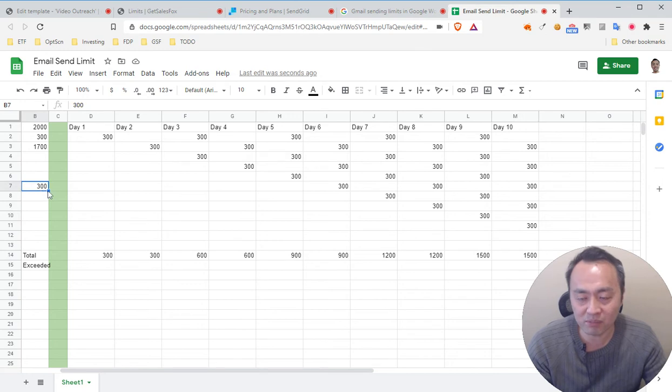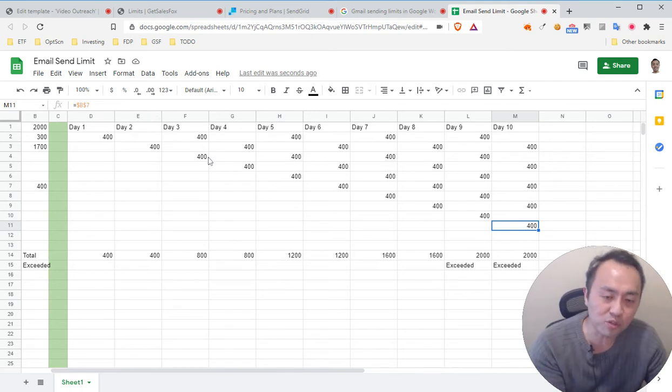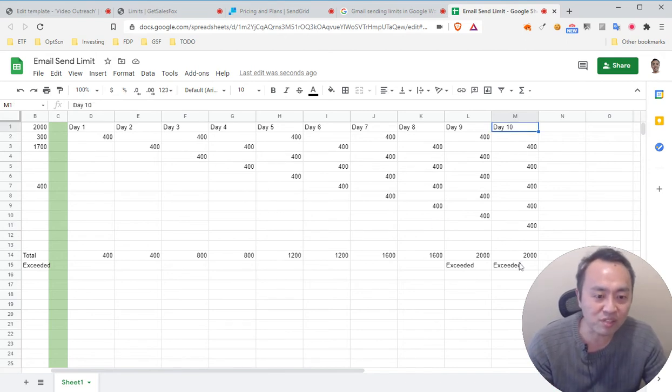Okay, so suppose you bump this number up to like 400, right? So now what happens is, if you're sending 400 emails, a sequence of 5 things spaced out 2 days each, at day 10, you're sending out 2,000 emails, right?